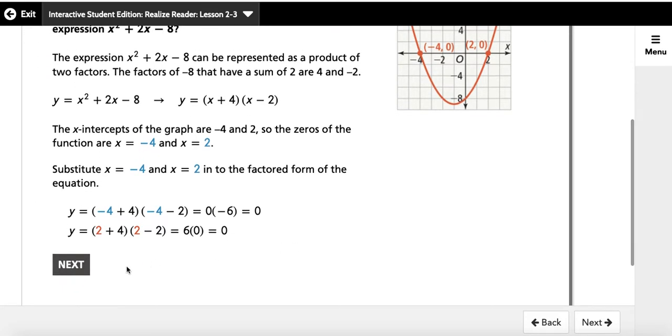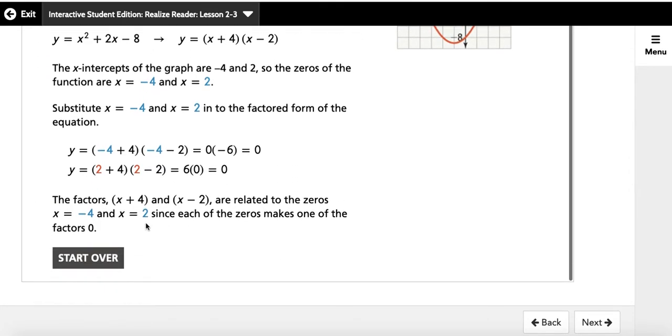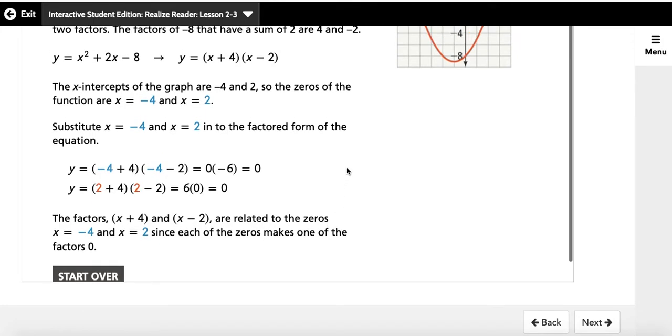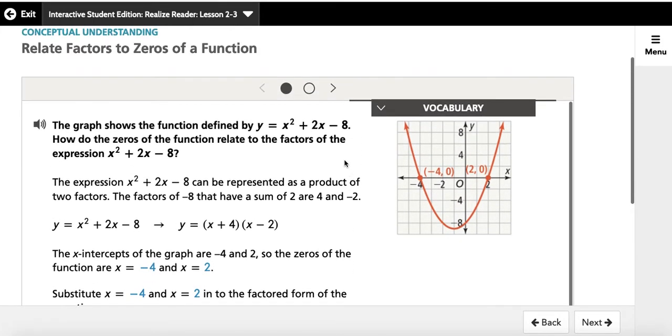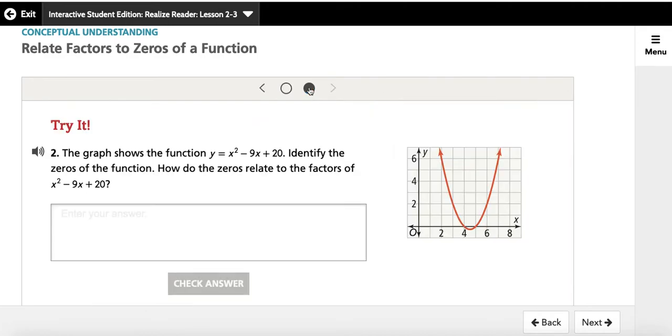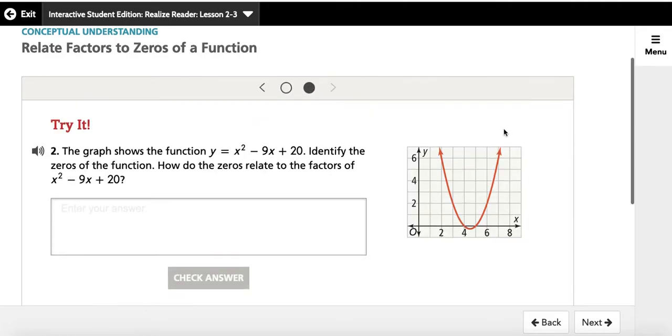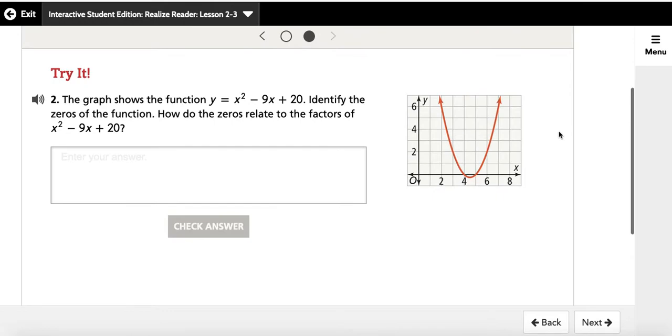So that's what they wanted us to notice, that the factors x plus 4 and x minus 2 are related to the zeros x equals negative 4 and x equals 2, since each of the zeros makes one of the factors 0 and wipes it all out. So we're going to try to use that strategy here for this quadratic. How do the zeros relate to the factors of this?